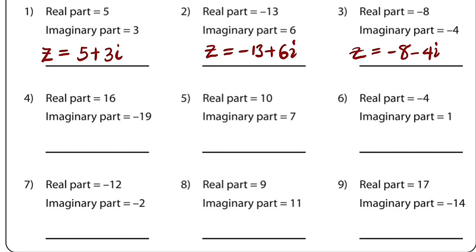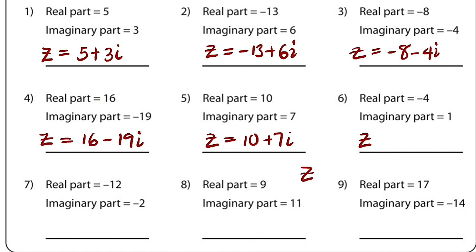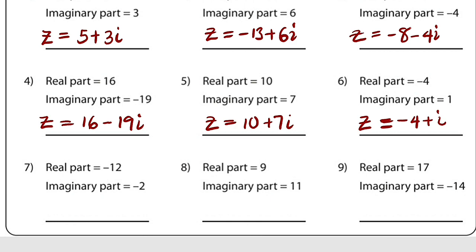Number 4, they are as simple as that. So let me do 4, 5, 6 and leave the rest for you to try. So z here is equal to 16 minus 19i, and here z equal to 10 plus 7i, and number 6 we have z, but make sure whenever you write z you should strike it so that it will not look like 2, right? So this is equal to negative 4 plus 1i, which is the same thing as i. So try 7, 8 and 9.